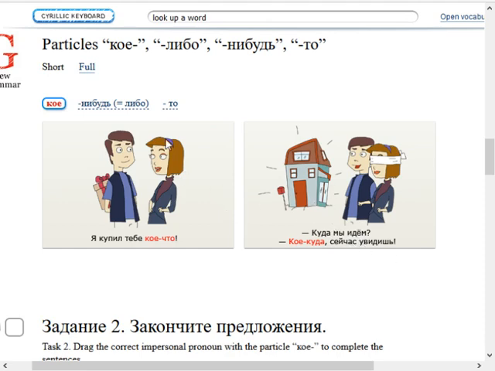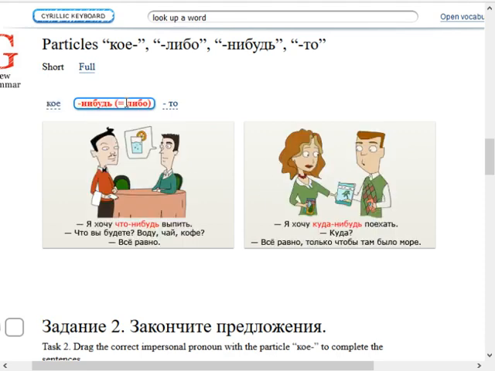Now you'll see. So in both cases, he's trying to surprise her with something, and that's why he says koya. I know what it is, but I'm not going to tell you.